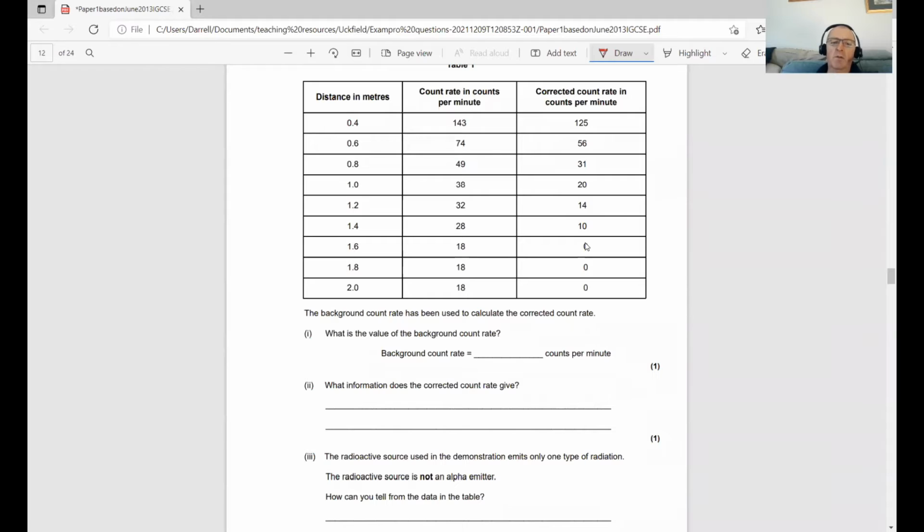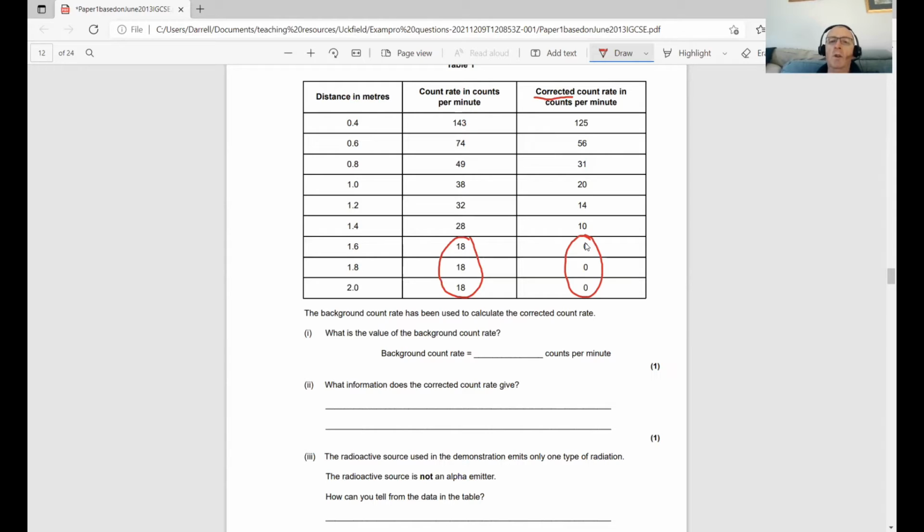So we have distances ranging from 0.4 to 2.0 meters. We have count rates ranging from 143 to 18. We notice that we have 3 lots of 18 here. As the distance increases from 1.6 to 2 meters, the count rate is not changing. We have a corrected count rate, and we are hopefully remembering what we mean by corrected count rate. This is the count rate less the background count. But if we didn't remember that, we'd see the corrected count rate here is 0, so clearly these figures are the count rate minus 18. That should give us a clue if we've forgotten what corrected count rate is.